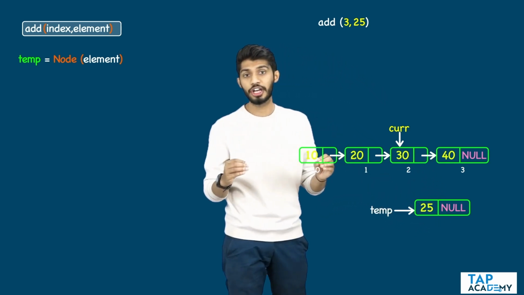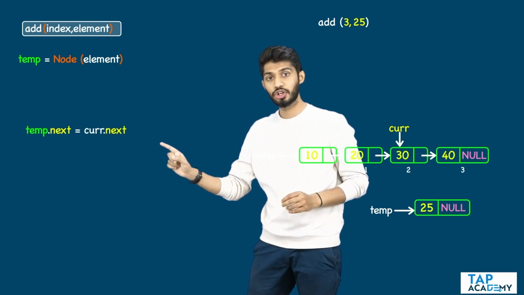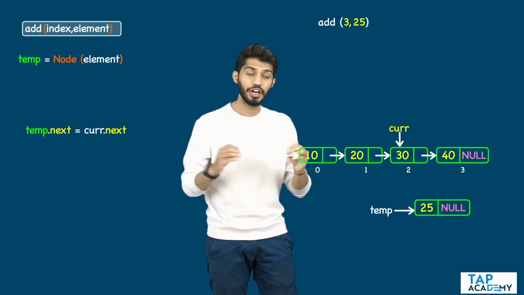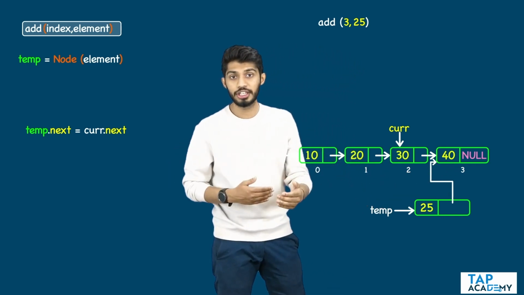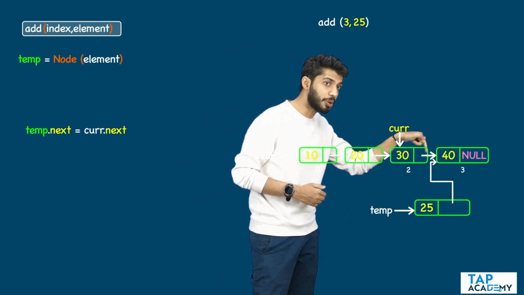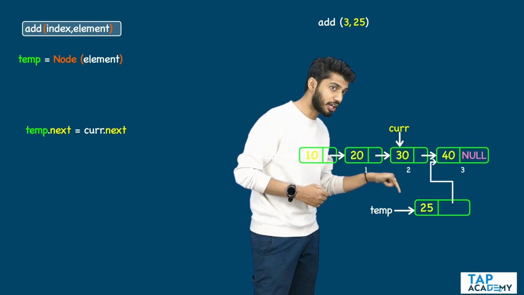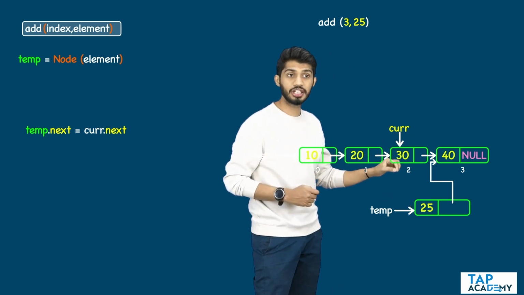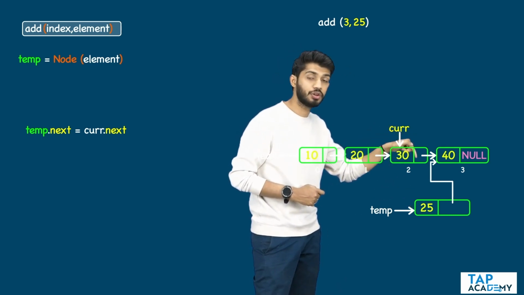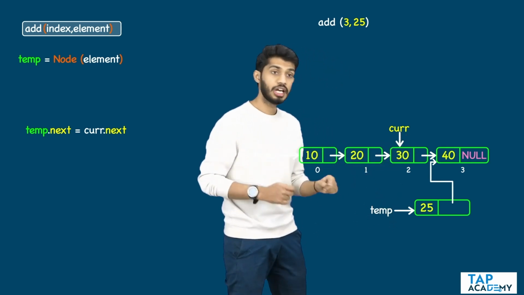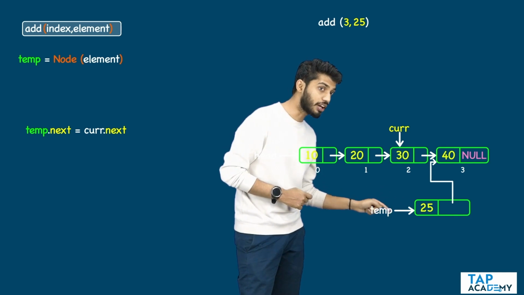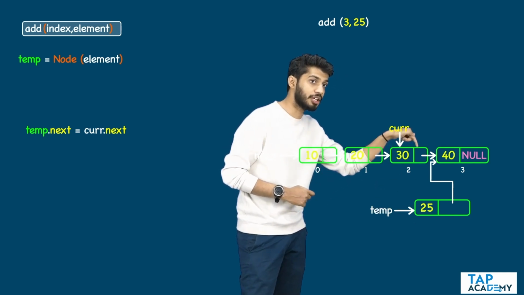So all I have to write in code is temp.next is equal to current.next. If I do this, this connection gets established. Next, I need to remove this particular connection and establish the connection from here to here. So basically, in current.next, I should place whatever is there in temp, because temp is referring to this node.